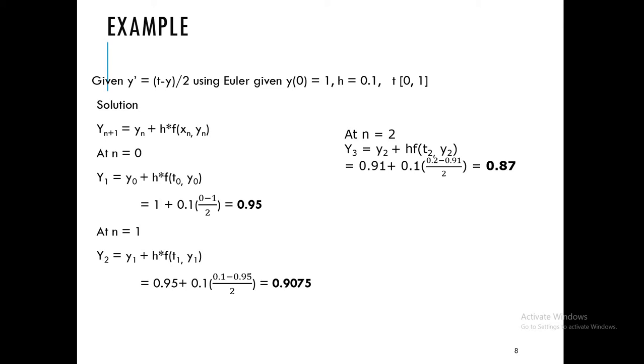We have an example here. It says solve the differential equation y prime equals t minus y over 2 using Euler's method, given the initial condition y at 0 equals 1 and a step size of 0.1, where t belongs to the interval 0 to 1. It means we are iterating from 0 to 1 at the step size of 0.1. So we move 0, 0.1, 0.2, 0.3, 0.4, 0.5, until we get to 1.